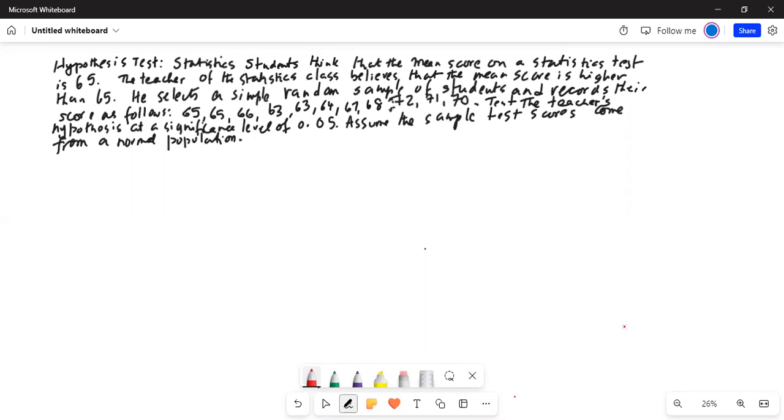Statistics students think that the mean score on a statistics test is 65. The teacher of the statistics class believes that the mean score is higher than 65. He selects a simple random sample of students and records their scores as follows. So the scores are given. Test the teacher's hypothesis at a significance level of 0.05. Assume the sample test scores come from a normal population. So, solution.